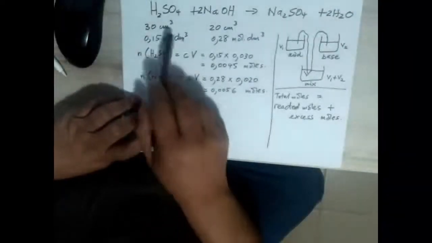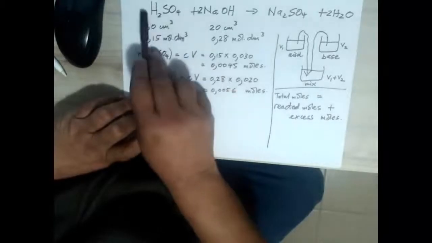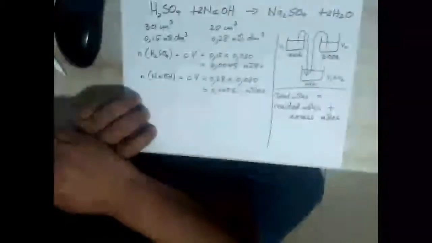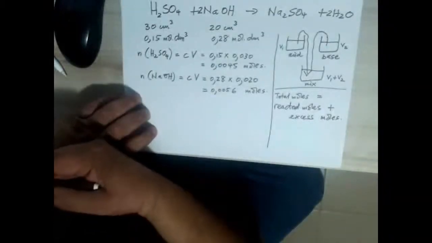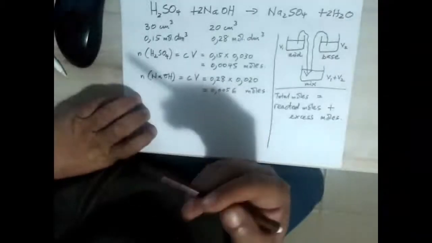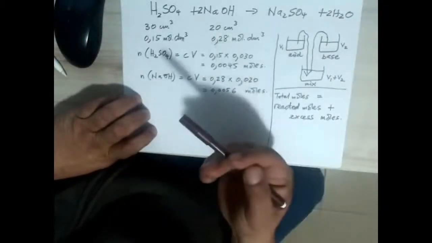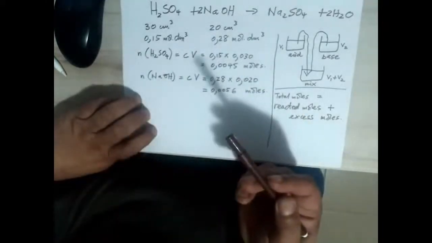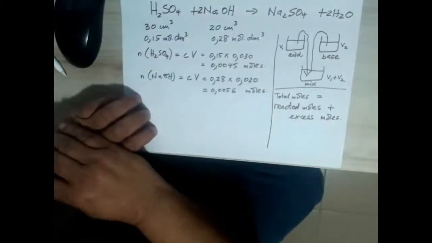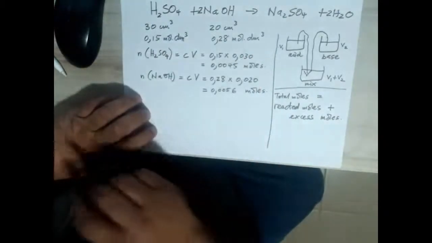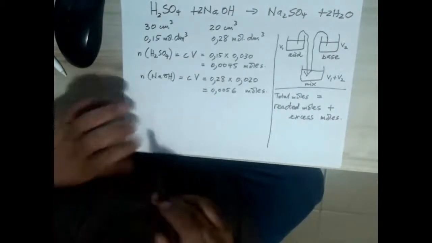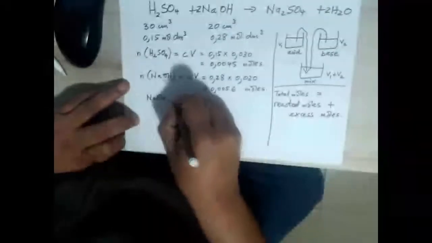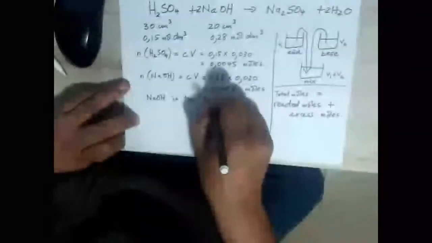And we notice that they react in a ratio of 1:2. So in other words, if they were going to completely neutralize each other, the sodium hydroxide must be double the amount of the sulfuric acid. But if we look at the numbers that we've got, we don't have that, which means we can assume that sodium hydroxide is the limiting reagent.